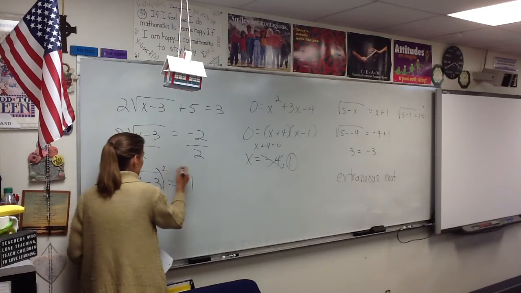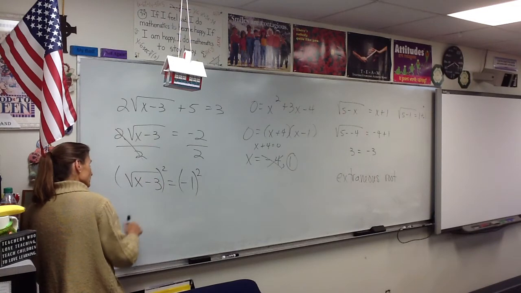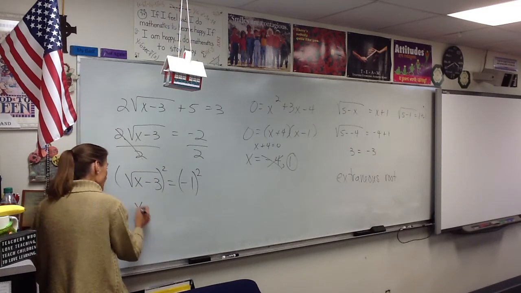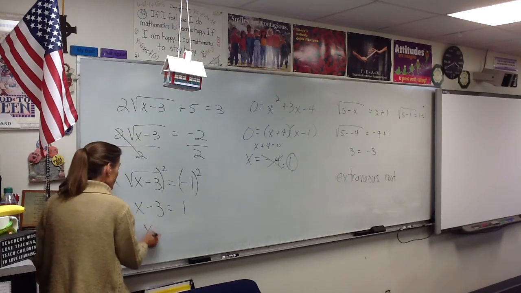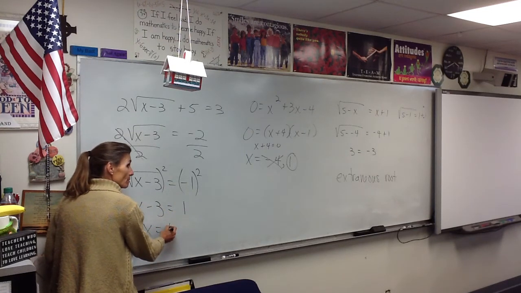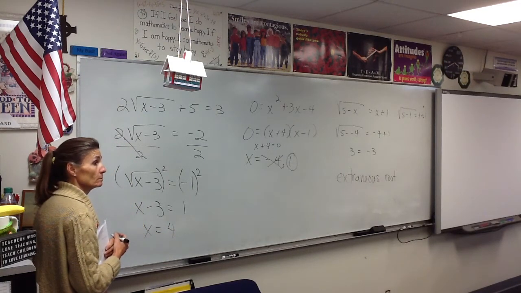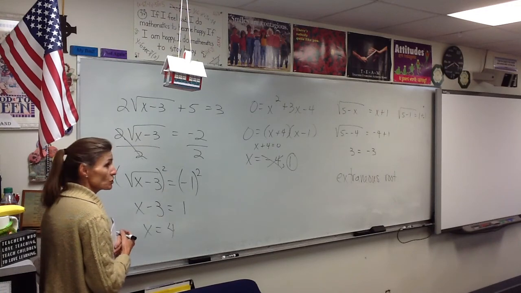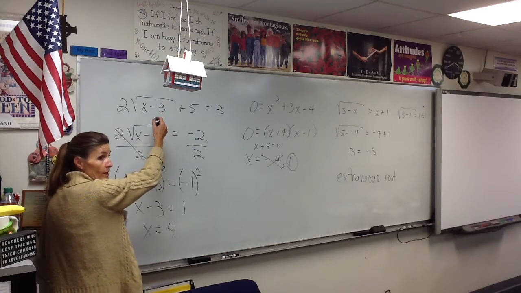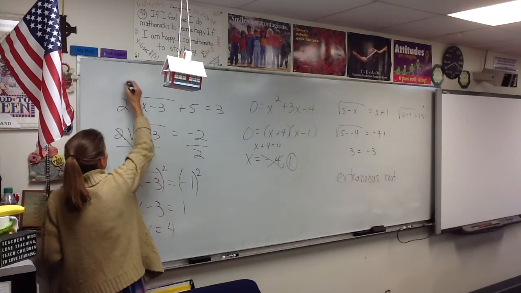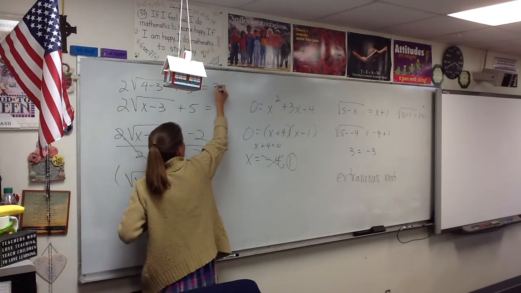Now I'm going to square both sides. So what happens over here? X minus 3. What happens here? So it looks like x equals 4. Now let's check it. This is the original problem. Okay? So I'm going to put 4 in it. I always go back to the original problem.